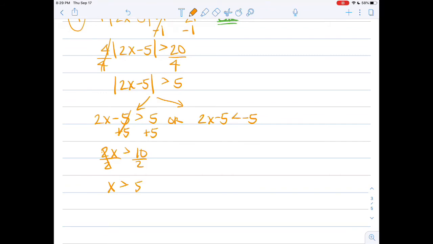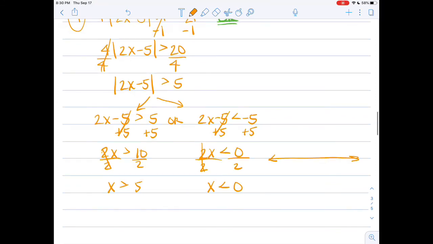Over here on this side, we can also add 5 to both sides, leaving me with 2x is less than negative 5 plus 5 is 0. And when we divide 0 by anything except for 0, we get 0. So x is less than 0. Those are our two cases. Remember, this is an or. And we'll prove that to ourselves in a minute here.